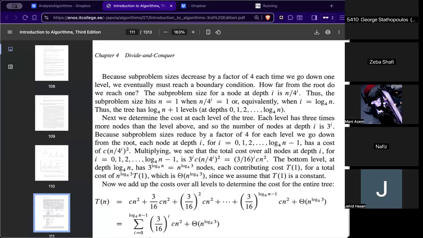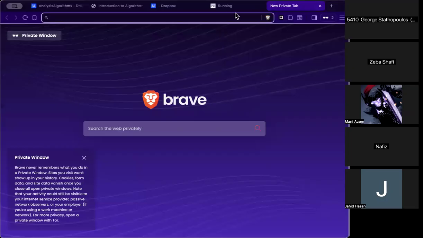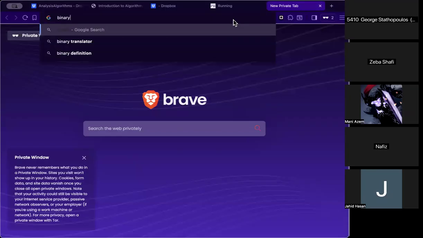Let's suppose that we were looking at a binary tree. I guess we could do that, right? Binary search tree.